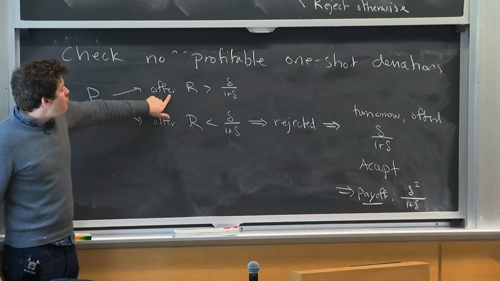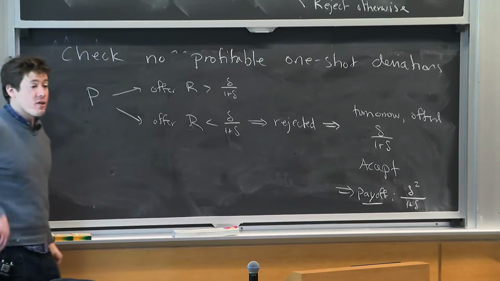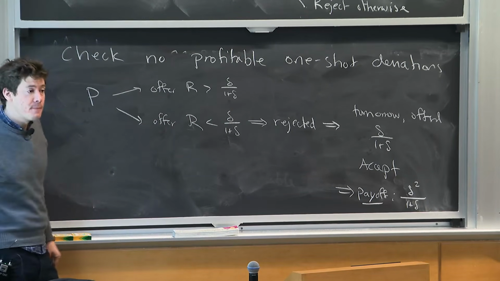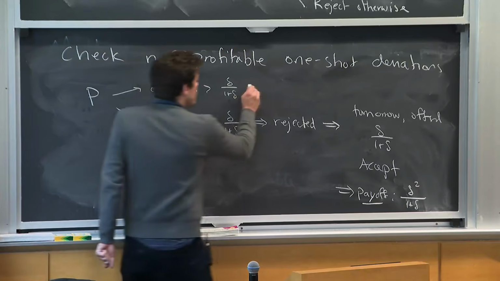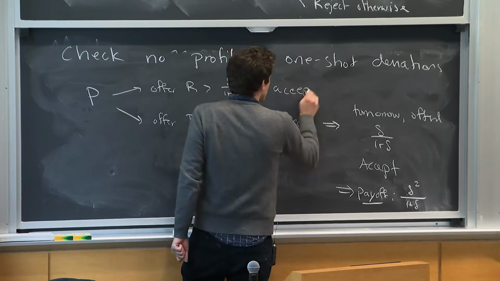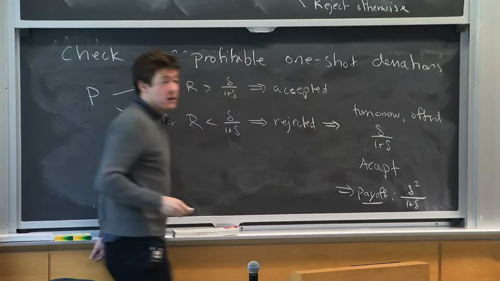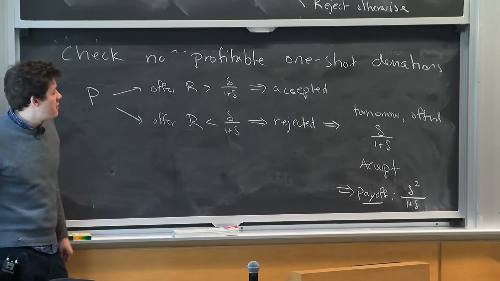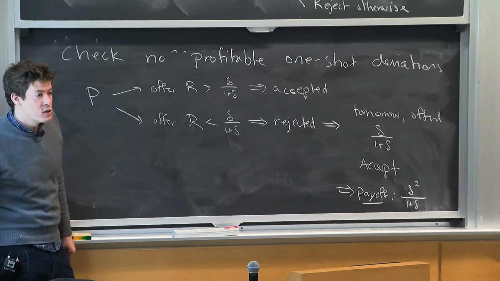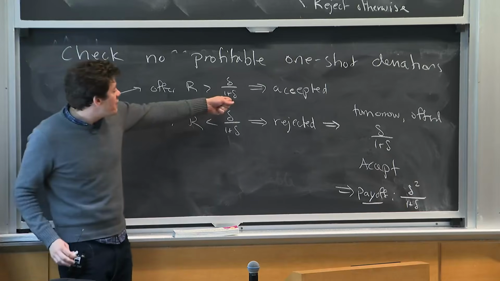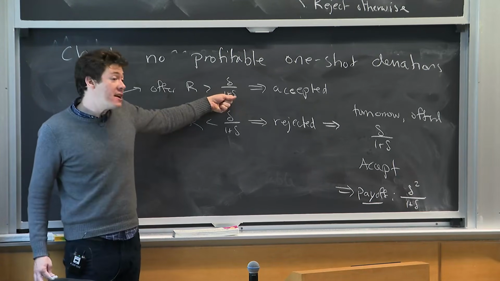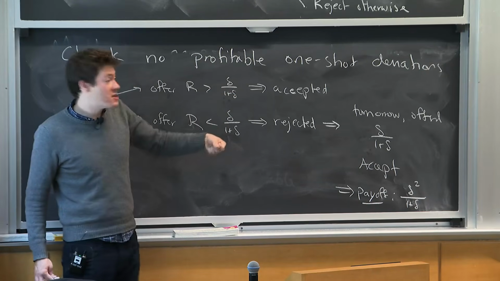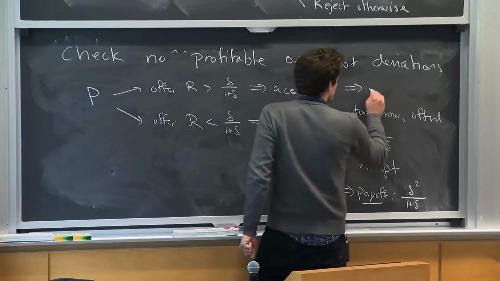What if I offer more than delta over 1 plus delta to the other player? Can this be profitable? What's going to happen? Well, the other player might accept, right? So it'll be accepted, and then what? But is that good for me? No, because now you're losing the difference above delta over 1 plus delta. Exactly. So if I give the responder more than delta over 1 plus delta, I can't be getting more than 1 over 1 plus delta, so this must be worse for me and unprofitable.